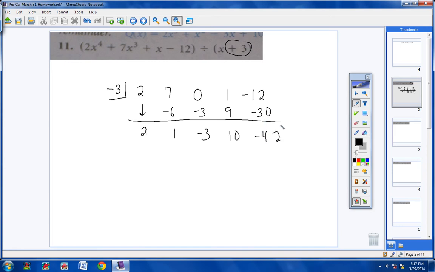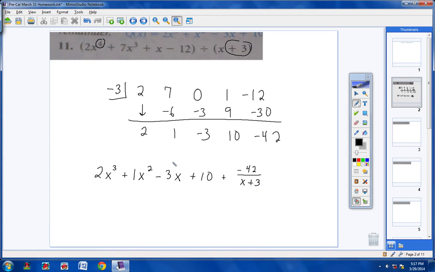Okay? Now they want you to write the answer in the correct form. And so notice the highest power in your dividend is 4. So we go one less than that. That would be 3. So your first term is an x cubed. And then your next term would be a 1x squared. And then your next term would be a negative 3x. And then your constant term is a positive 10. And then plus negative 42. That's your remainder over the divisor, which is x plus 3.